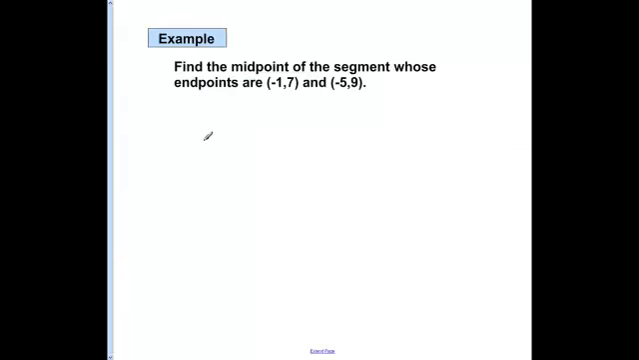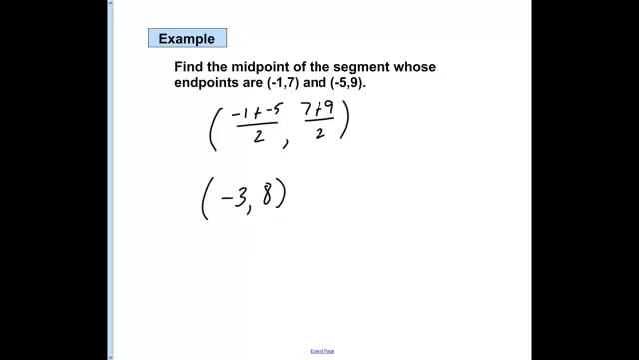So let's take a look at this example here. It's actually a coordinate, and we take x1 plus x2 divided by 2, and this would be y1 plus y2 divided by 2. And here we have -3 and we have 8. So that particular coordinate there will be -3 eighths.